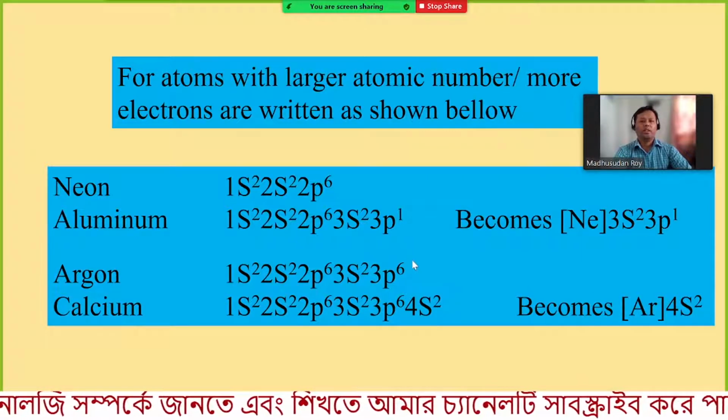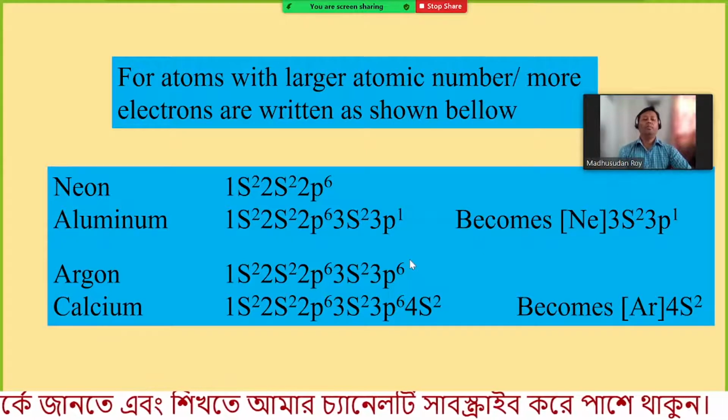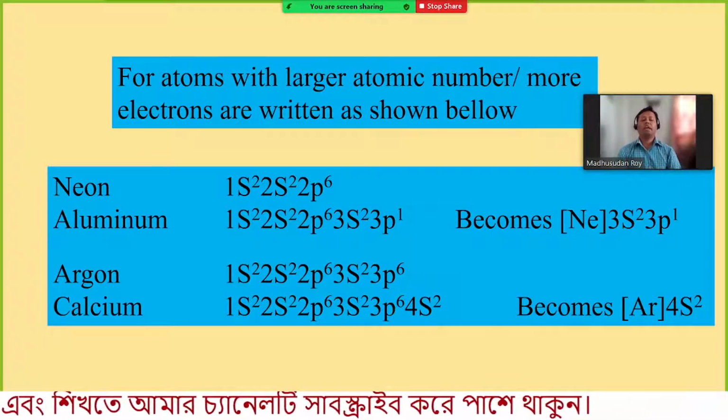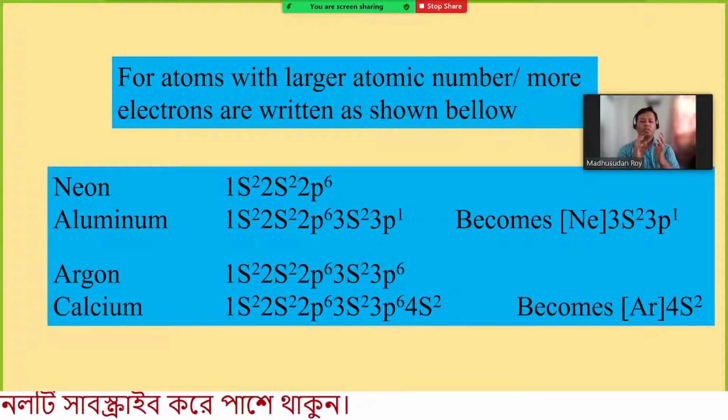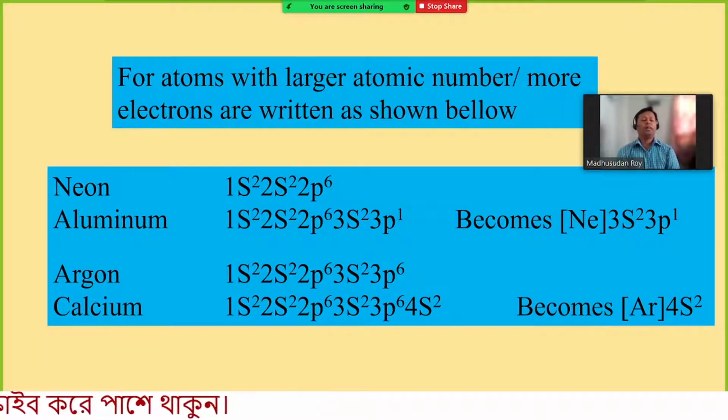So for a large atom, with an atomic number having very many electrons, we can write it in a simple way by replacing the nearby most stable configuration of inert gas, and then writing down the rest of the part.